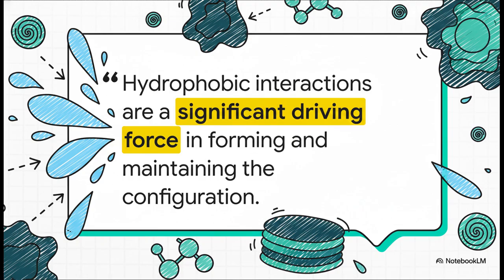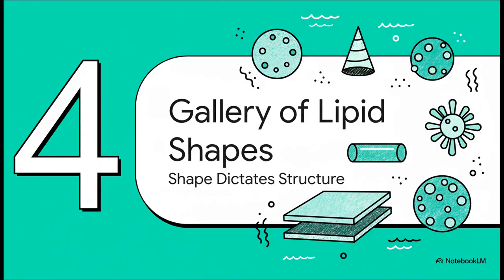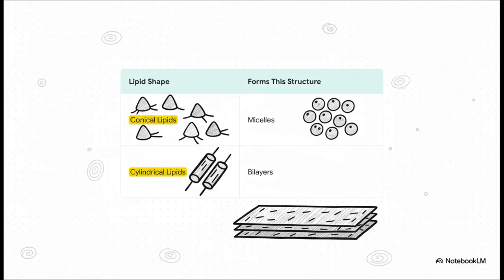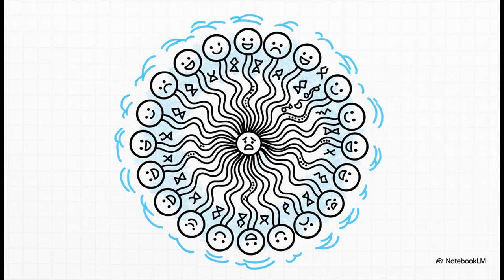Amazing, right? So once these rules are met, what do the lipids actually form? Well, it turns out that the specific shape of the individual lipid molecule decides the final shape of the group. Let's take a little tour through this gallery of lipid architecture. It's actually a beautifully simple idea. As you can see here, lipids with just one tail tend to be shaped like a cone, and when they get together, they form these spherical things called micelles. But on the other hand, lipids with two tails are more like a cylinder, and they line up to form flat sheets called bilayers.